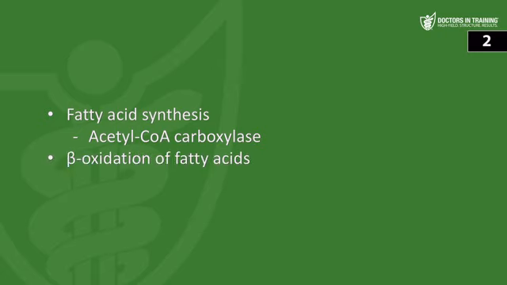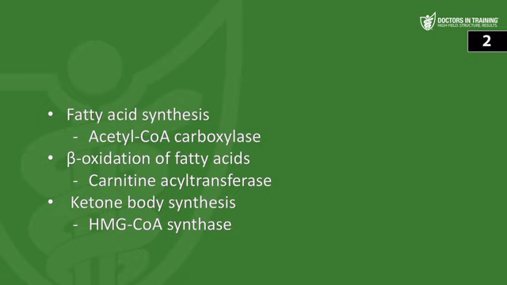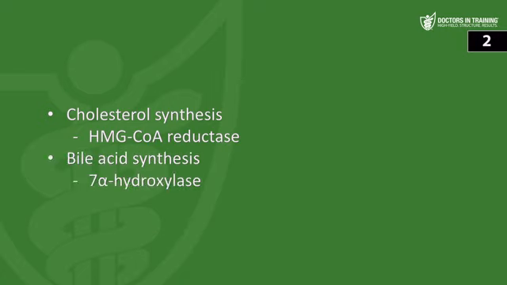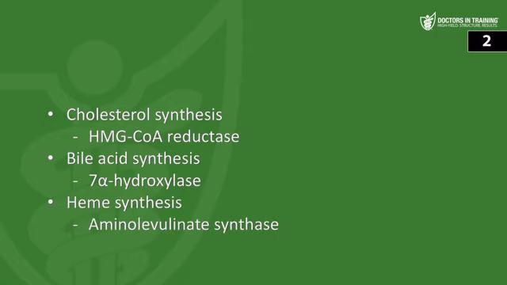Next, we have beta oxidation of fatty acids. It's going to be carnitine acyl transferase. Ketone body synthesis, that's going to be HMG-CoA synthase. Cholesterol synthesis, that's HMG-CoA reductase. Bile acid synthesis, 7-alpha hydroxylase. And then heme synthesis is going to be aminolevulinate synthase.